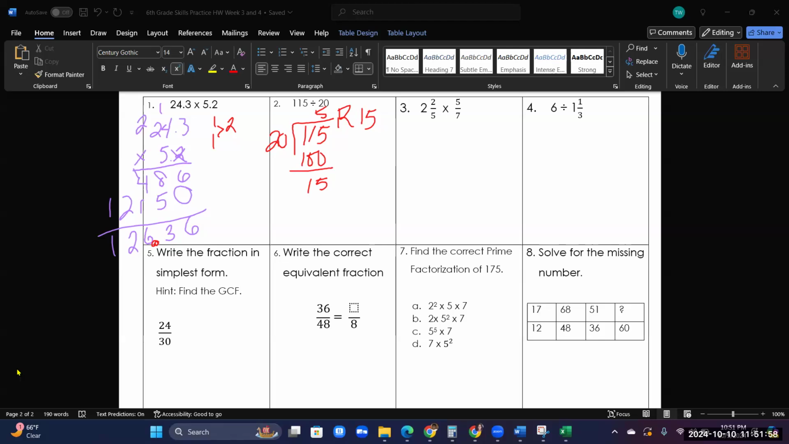All right, number 3, multiplying fractions. First change to an improper fraction. 2 times 5 is 10 plus 2, 12. 12 fifths times 5 sevenths. Multiply like normal. 12 times 5 is 60. 5 times 7 is 35.